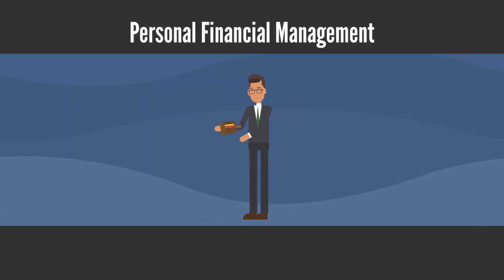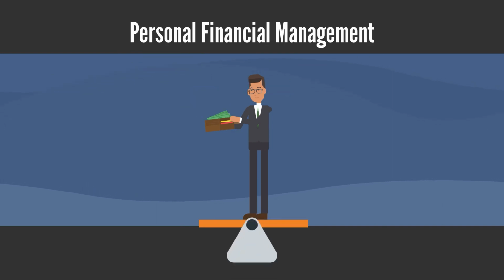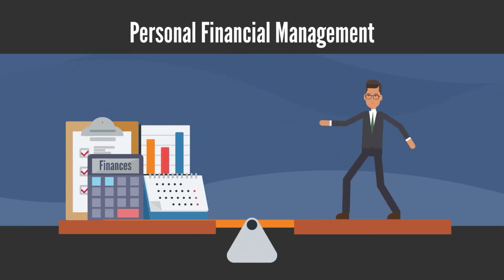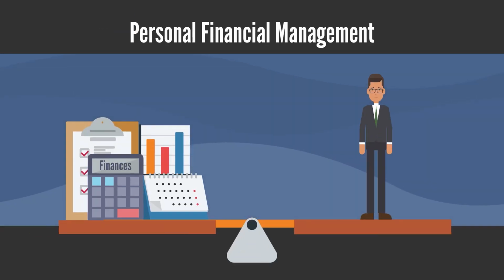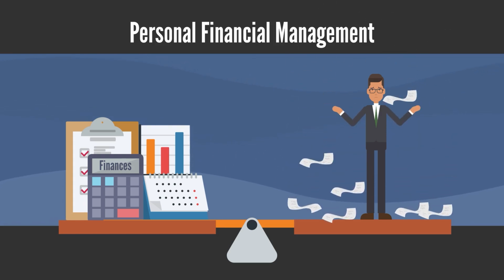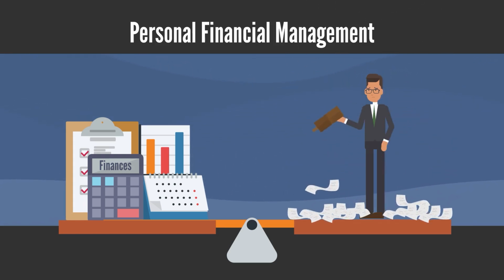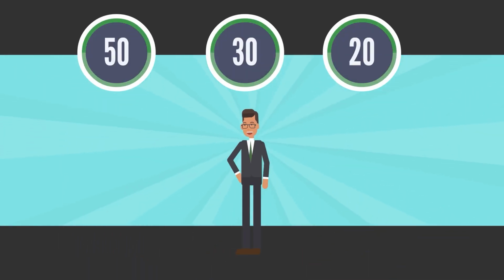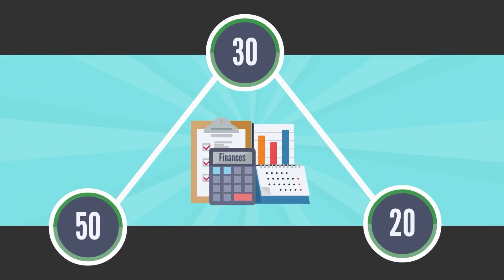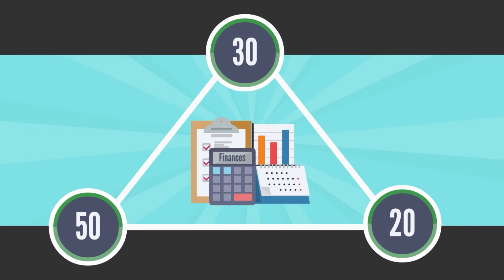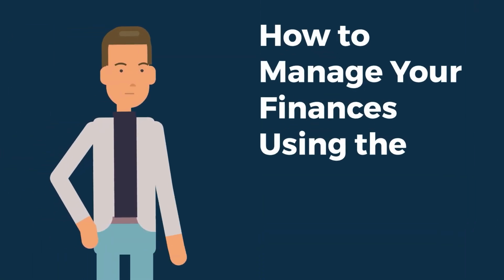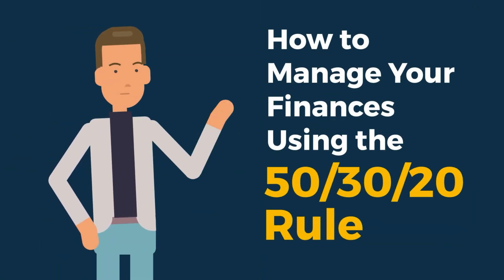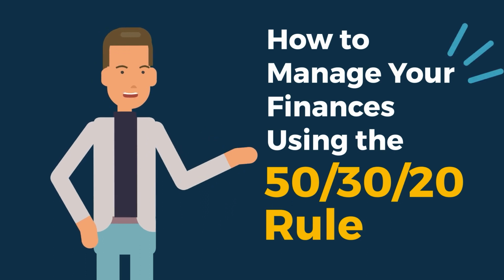Managing personal finances effectively is fundamental for achieving financial stability and long-term goals. However, with so many expenses to juggle, it's easy to lose track of where your hard-earned money is going. That's where the 50-30-20 rule comes in, an effective and simple budgeting principle that can help you take control of your finances and pave the way to a more secure financial future. In this video, we'll guide you on how to apply the 50-30-20 rule to your own financial situation.